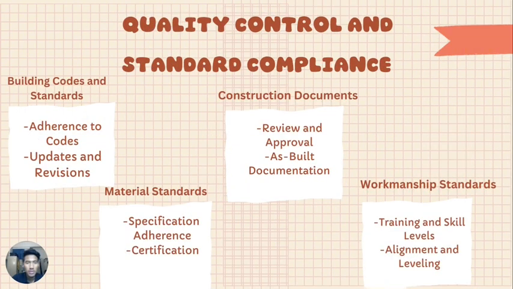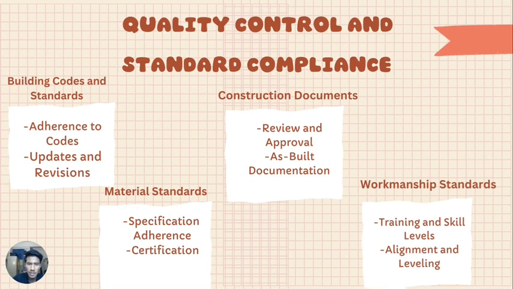Quality control and standard compliance. So building codes and standard, material standard, construction document, and also the workmanship standard. So for building code standard, we have adherence to codes. We must ensure that all bricklaying work complies with the local, national, and international building codes and standards. We must update and make a revision. We must stay informed about any update or revision to building codes and standards to ensure ongoing compliance.